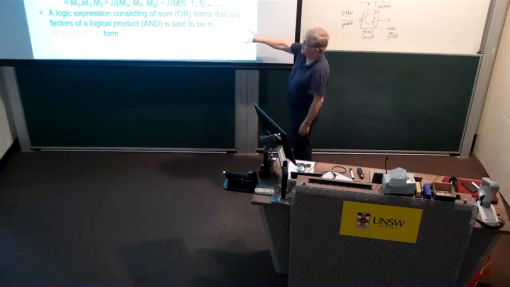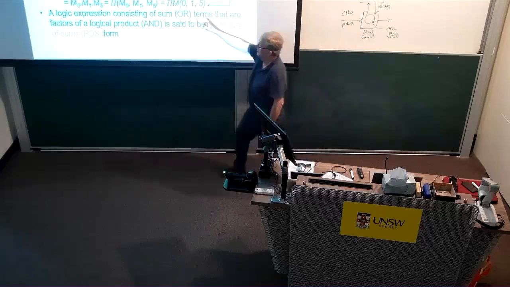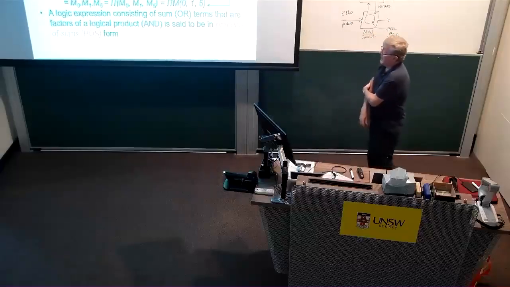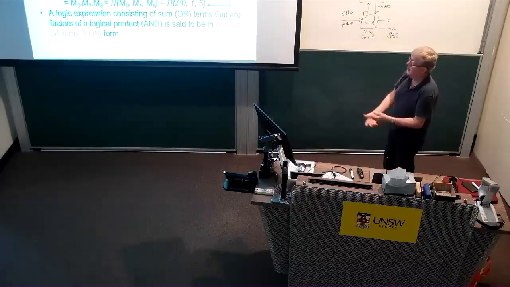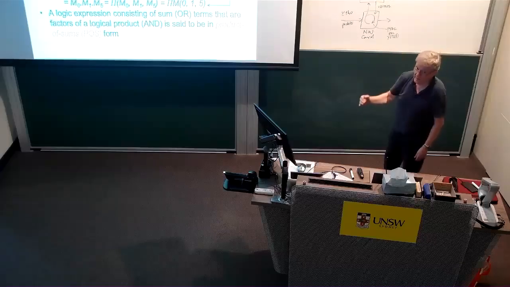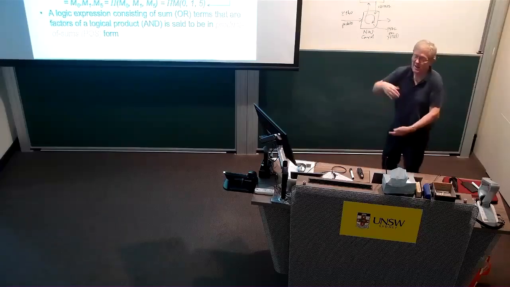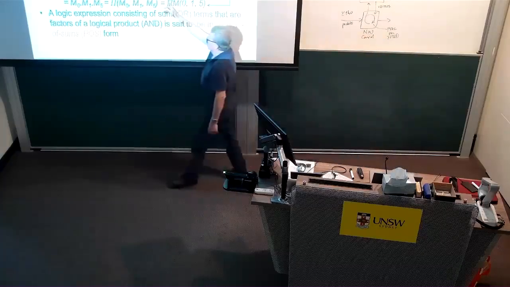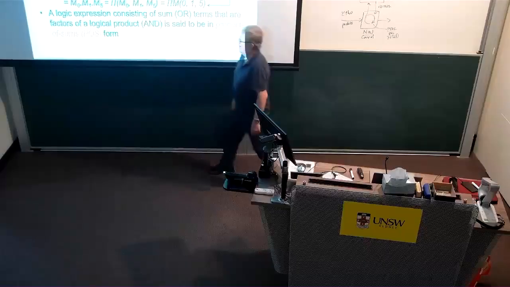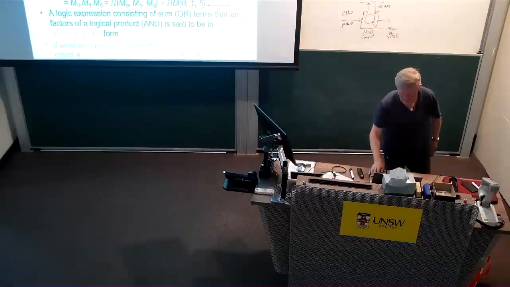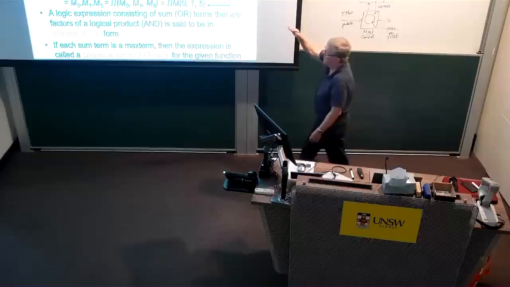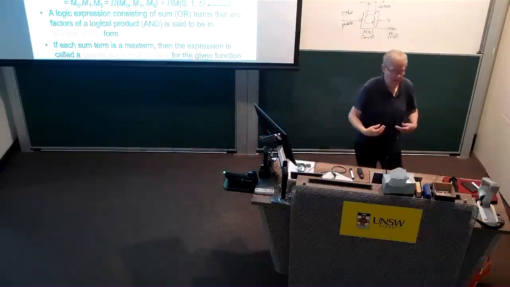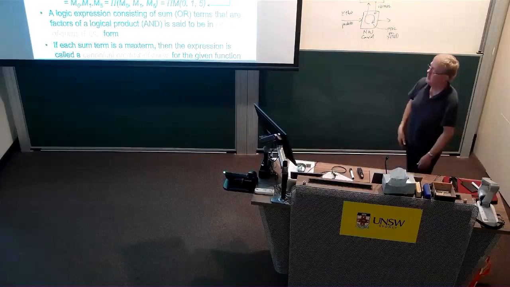Okay, so when the logic expression consists of sum terms like these, that are factors of a logical product, it's said to be in a so-called product of sums form, as opposed to sum of products form. They're sort of complements of each other, these 2 expressions, but it's clear this is a product of sums, right? And if each of the sum terms is a max term, that is a canonical product of sums form, whereby, again, there's only one canonical representation for every function.